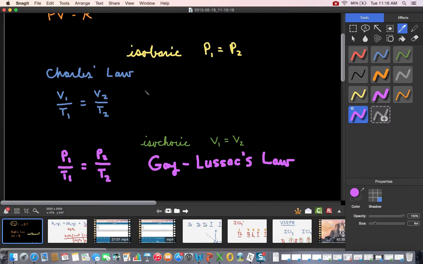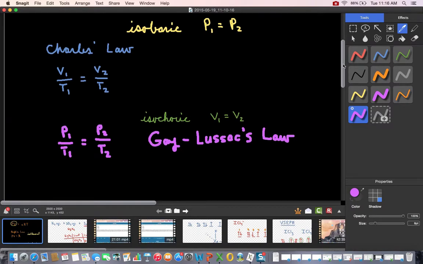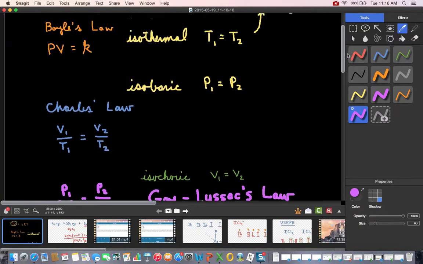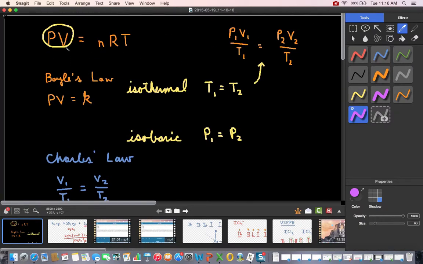It's Gay-Lussac, not Gay-Lussac. So P1 and T1 are directly proportional because if I were to cross multiply, both P1 and T1 would be in the numerator, but they would be on opposite sides of the equation. So if we come back and look at PV equals nRT, pressure is directly proportional to temperature. That's Gay-Lussac's law. Volume is directly proportional to temperature. That's Charles' law. Pressure is inversely proportional to volume. That's Boyle's law. What about the n?